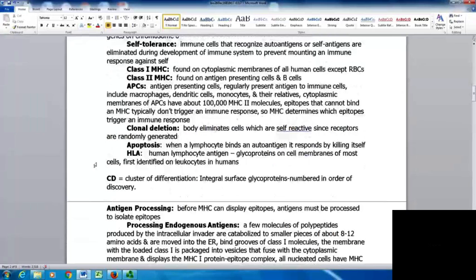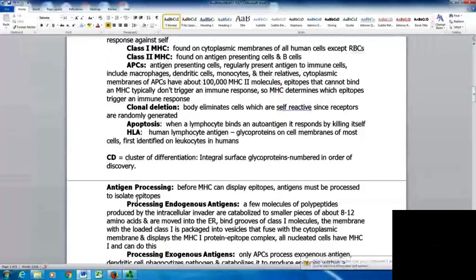In clonal deletion, the body eliminates cells which are self-reactive, since the receptors are randomly generated. In apoptosis, a lymphocyte is going to bind an autoantigen and it will respond by killing itself. So your HLA is the human leukocyte antigen. These are glycoproteins that are found on the cell membranes of most cells. These were first identified on leukocytes in humans. Another term you may see is the CD, which stands for the cluster of differentiation. These are integral surface glycoproteins, and they were numbered in the order of discovery.